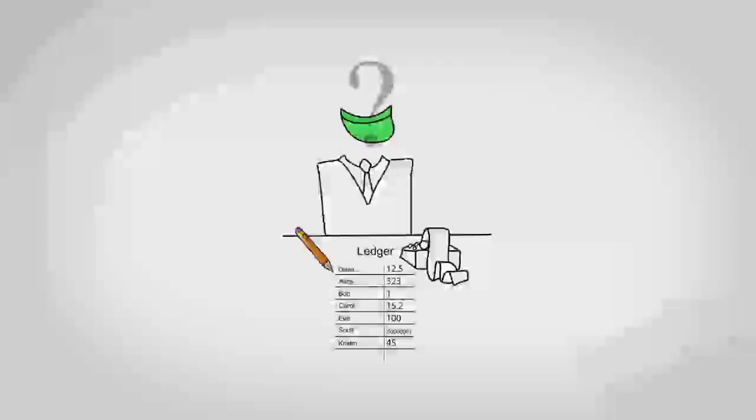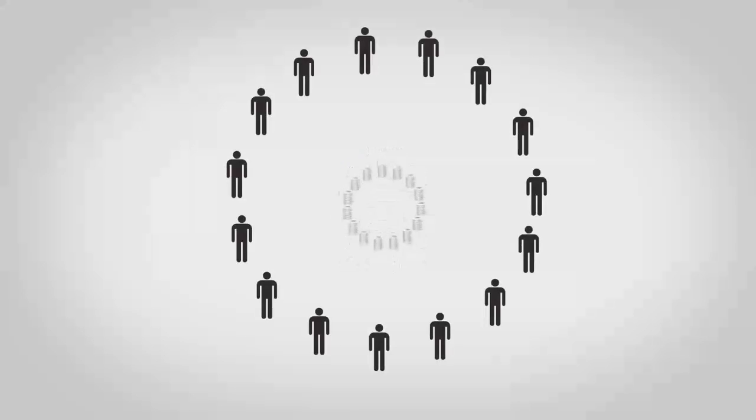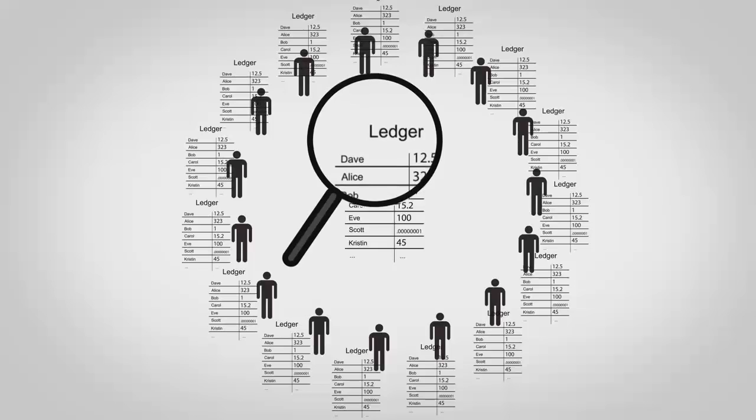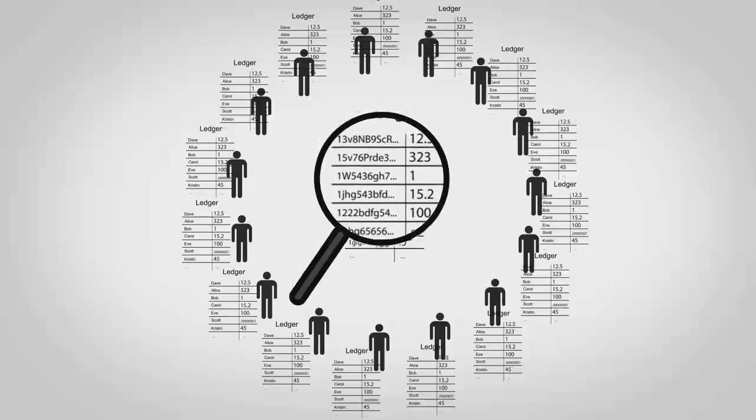So who maintains this ledger and makes sure no one cheats? One goal of Bitcoin is to avoid any centralized control, so every participant maintains their own copy of the ledger. One surprising consequence of this is that everyone can see everyone else's balances, although the real system only uses account numbers and not names, so there's some level of anonymity.